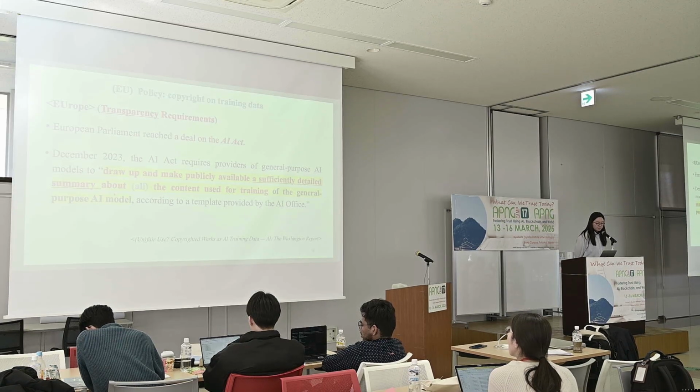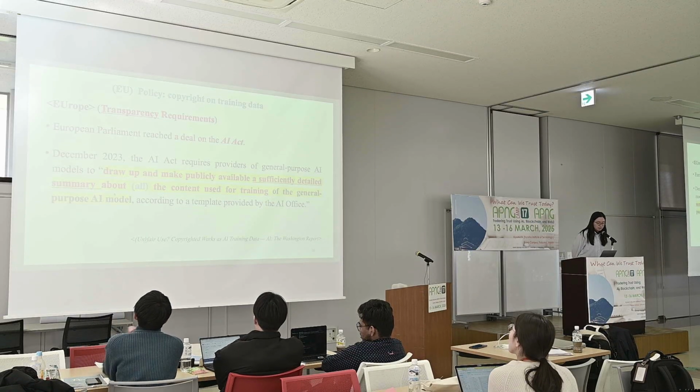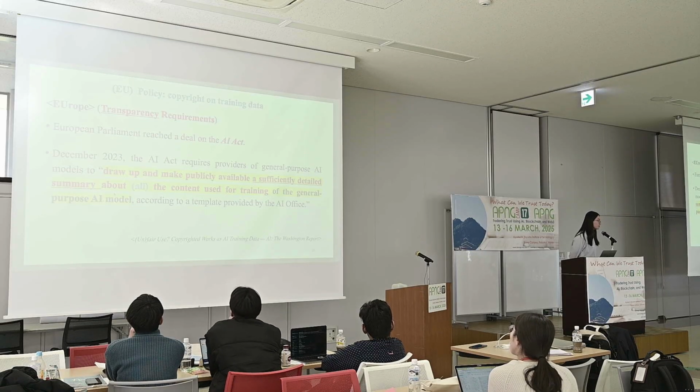And this is for Europe. So actually it's based on the deal, the AI Act. It says to draw up and make publicly available a sufficiently detailed summary about all the content used for training of the general purpose AI models. So this means if you want to use this data to train a model, you should make a public explanation of what kind of data and what kind of details about the development you are using.